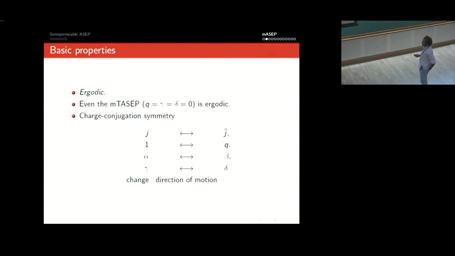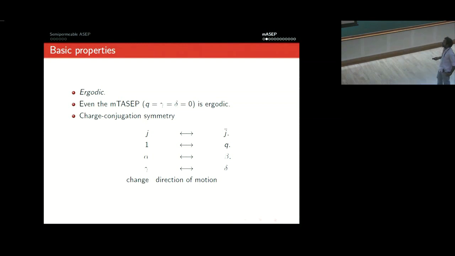So the basic properties, well, it's not obvious a priori, but a little thought shows you that the system is ergodic. You can get from any state to any other state. And actually even the TASEP version, the totally asymmetric version, is ergodic. And there's some charge conjugation symmetry of the system under these interchanges.